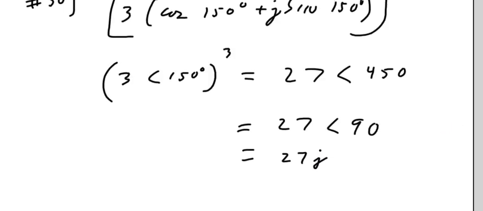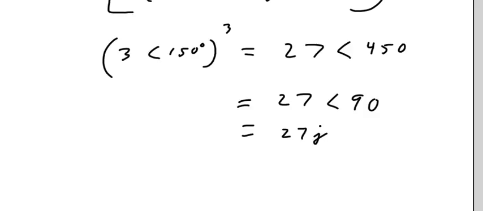Now, let's see if my calculator will do that. I check my mode. I'm in rectangular mode, and I'm in degrees. Okay, so that's fine. So I come back up, parentheses, 3, second function complex angle 150, close parentheses, raised to the third power: 27J. Yay, calculator. There's harder ways to do that problem, but I would not suggest doing any of those harder ways.